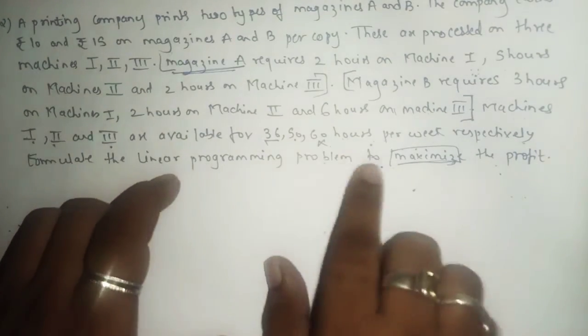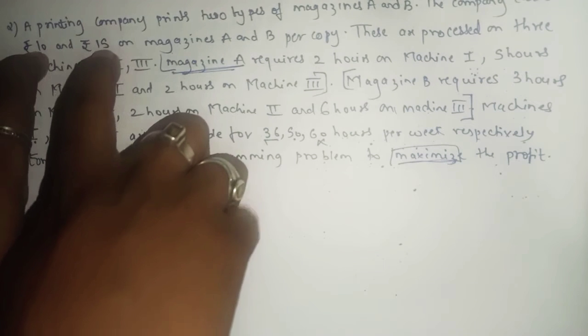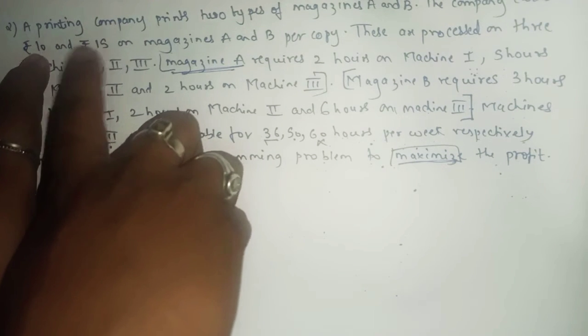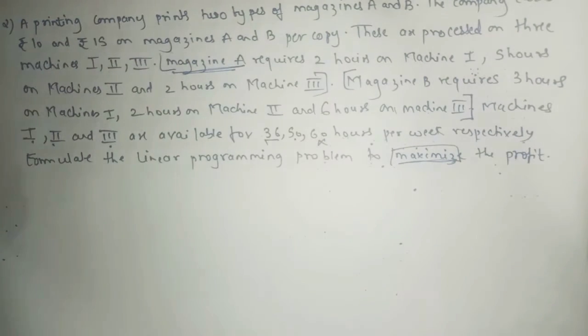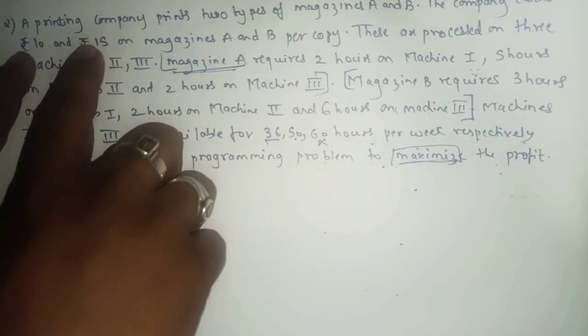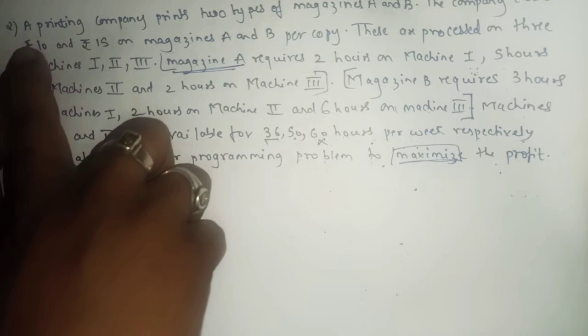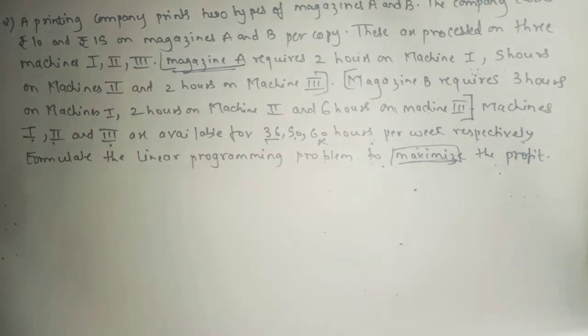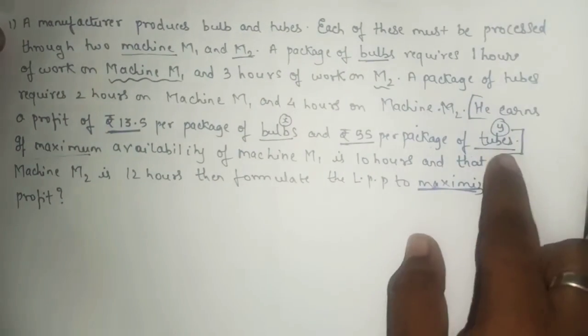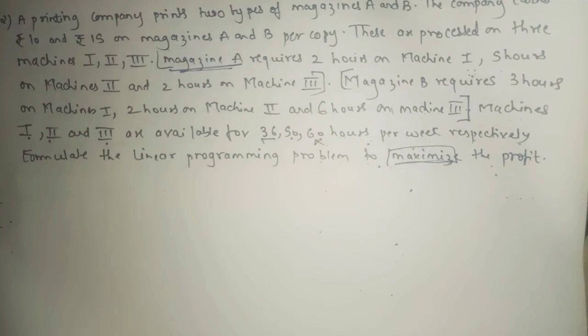In the second example, as we took in the last lecture, rupees 10 and rupees 15 were there. So rupees 10 was for magazine A and rupees 15 was for magazine B. So remember this type, as you will have two units of rupees, one for magazine A, one for magazine B. Like here it was for bulb and for tube. Okay, and your second type is based on speed, distance and time.